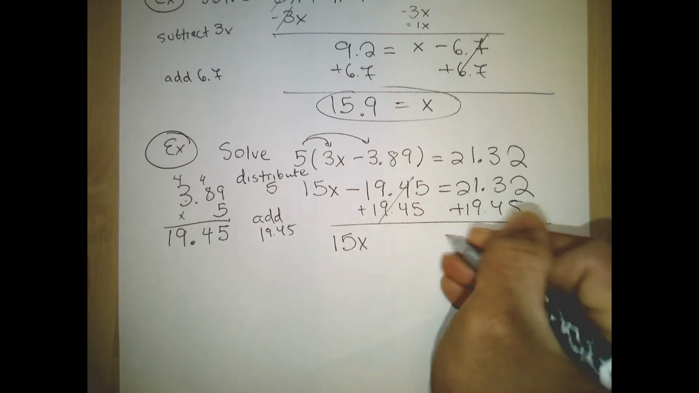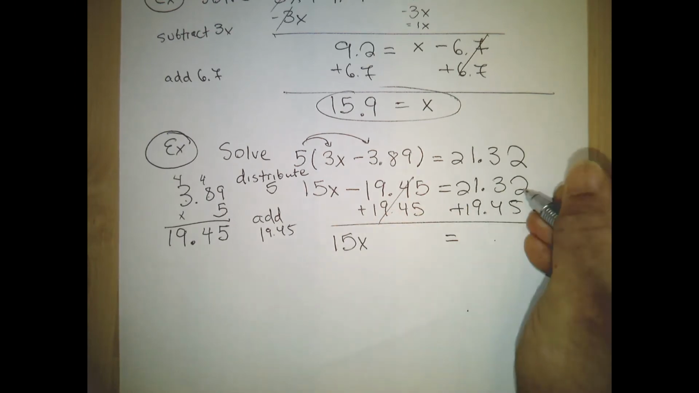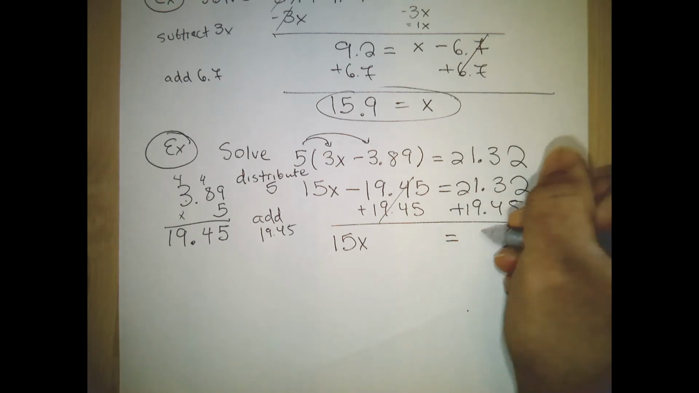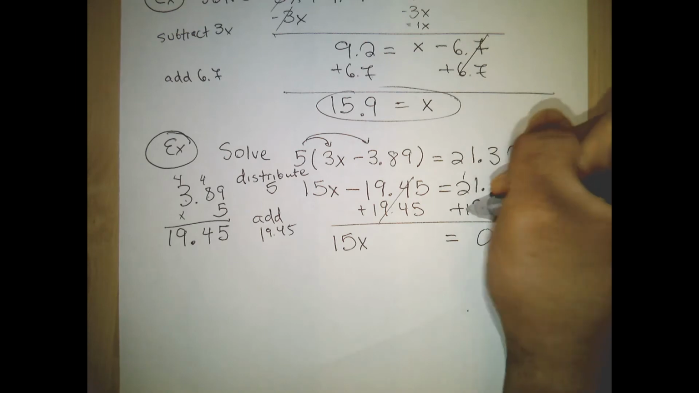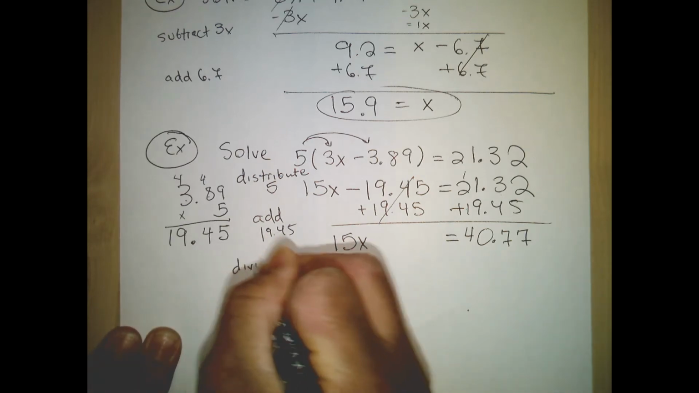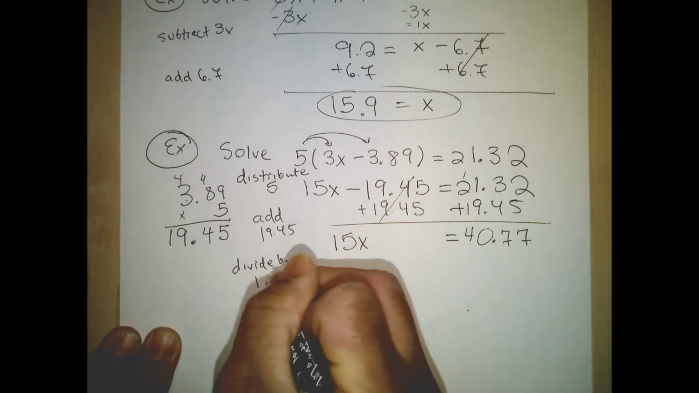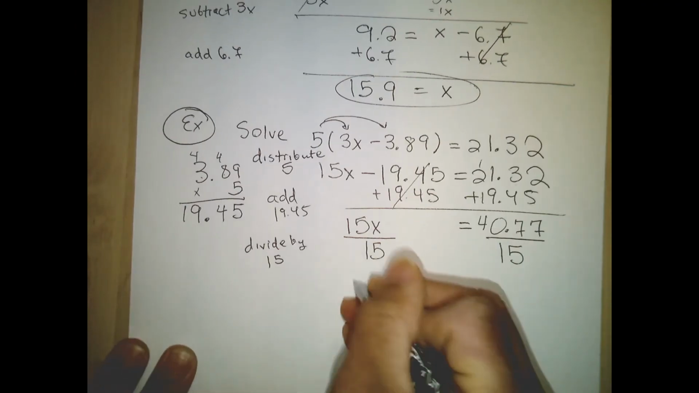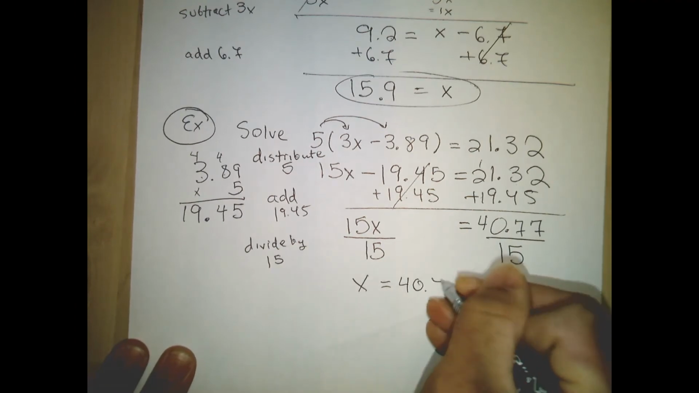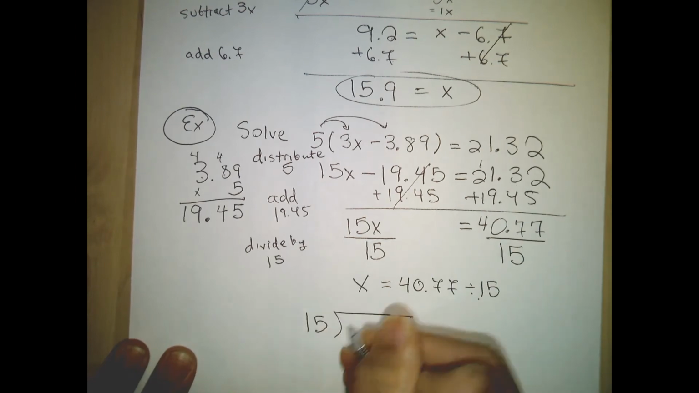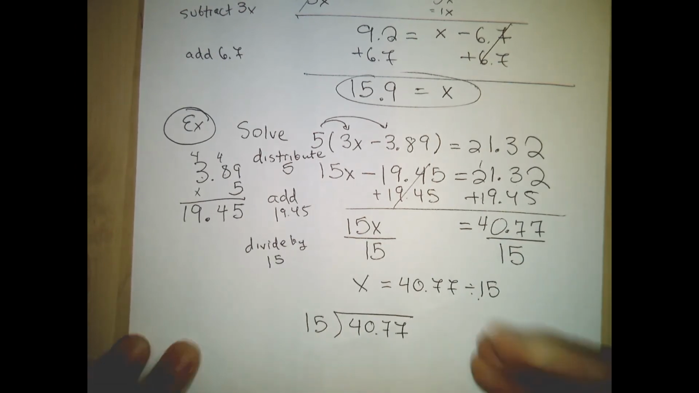So 15x is equal to, let's add these together, 2 plus 5, 7, 3 plus 4, 7, 1 plus 9 is 10, so 0, carry the 1, and 1 plus 2 plus 1 is 4. So we have 15x is equal to 40.77. Now I'm going to divide by 15 on each side. So this means that x is 40.77 divided by 15. So I want to know how many times does 15 go into 40.77.